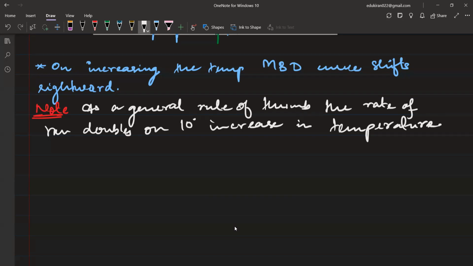लिख लिया आप लोगों ने? Yes, sir. लिख लिया आप लोगों ने?